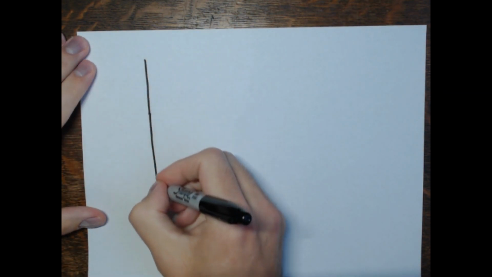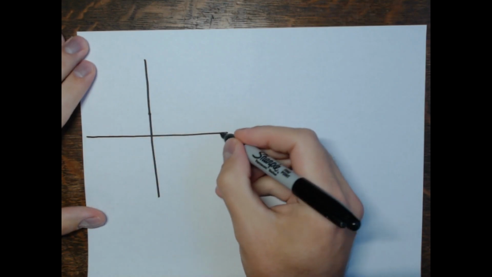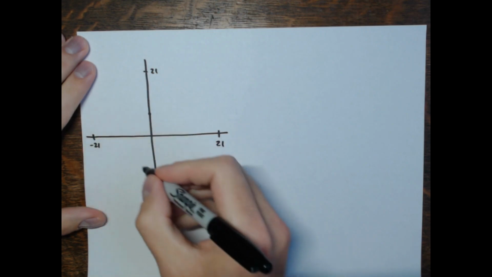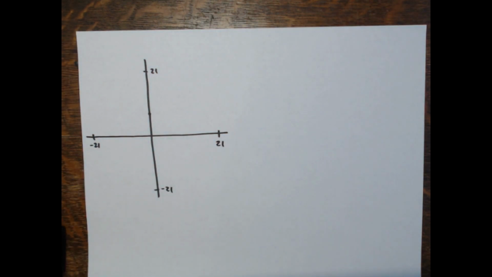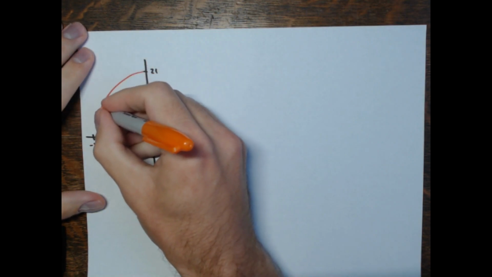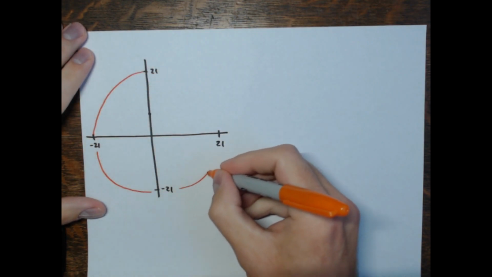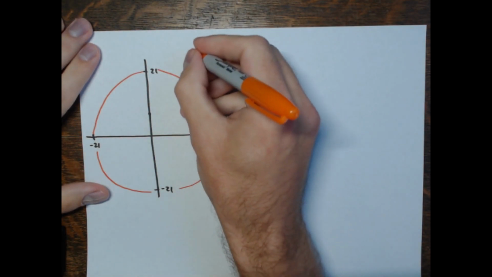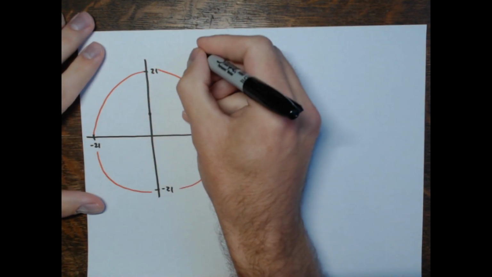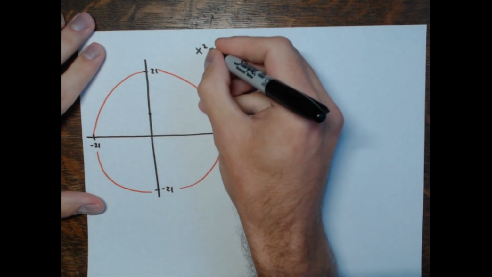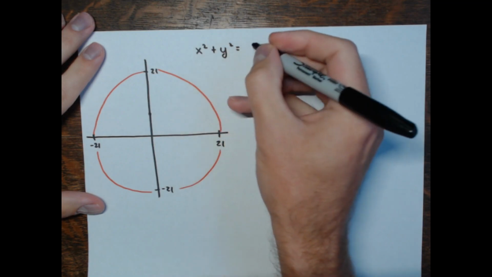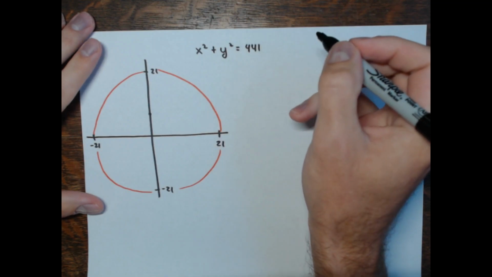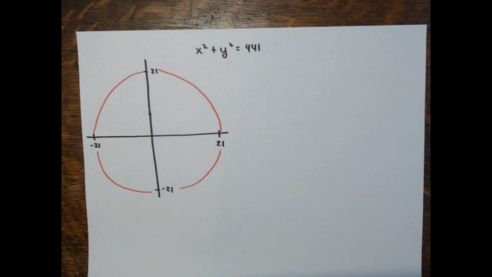So we have this circle with a radius of 21. I'm just going to put this at the origin. Here's the region in question. This isn't a great circle, but here's this circle with a radius of 21. And remember, the equation for a circle with this radius centered at the origin would be x squared plus y squared equals 21 squared, which I think is 441. Yeah, 441.